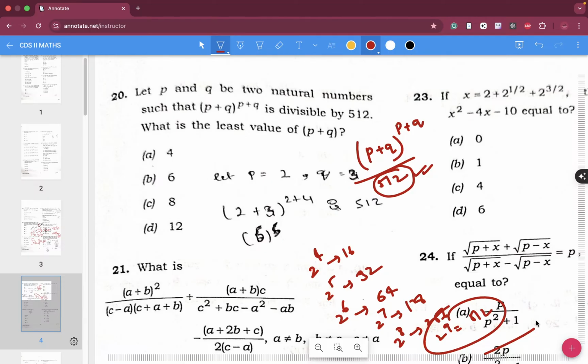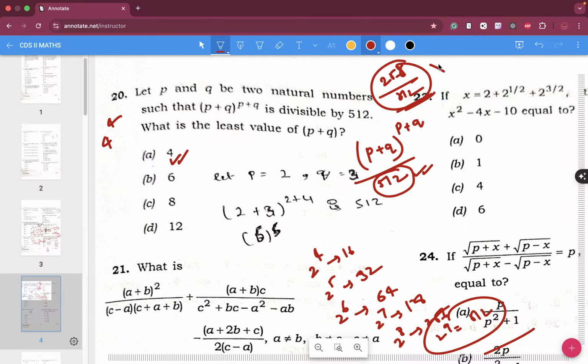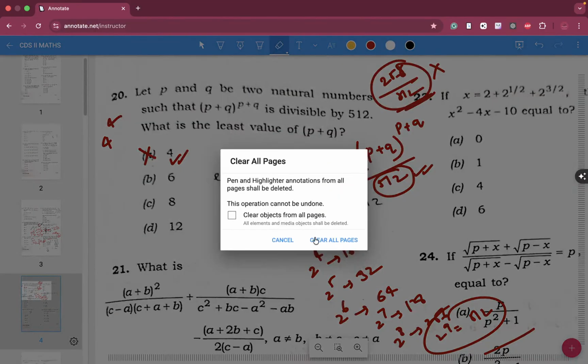Such that (P plus Q) raised to the power (P plus Q). If P plus Q was 4, it must have been 4 raised to the power 4. 4 raised to the power 4 is how much? 256. Does 256 divide by 512? No, this is not the correct answer.